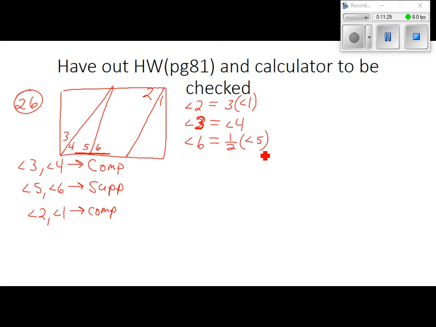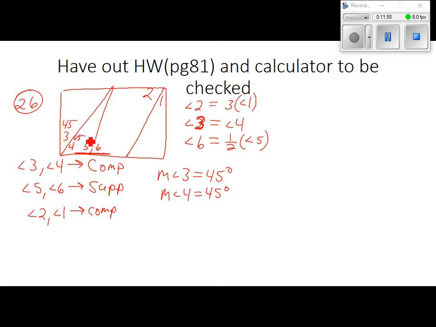So we want 3 and 4 to be equal. That's probably the easiest place to start. What did you tell me about 3 and 4? So what's the measure of angle 3 got to be? 45 degrees. What's the measure of angle 4 have to be? 45 degrees. That's 2 of our answers. So if that's 45, that's 45.